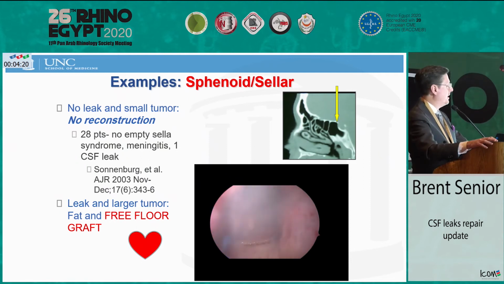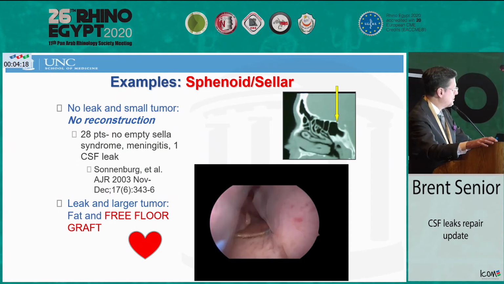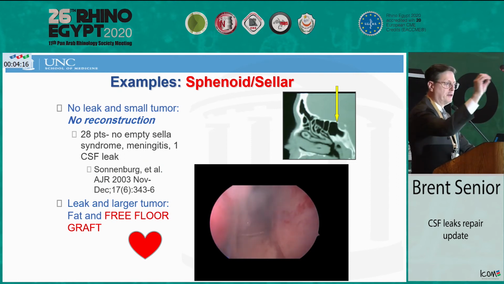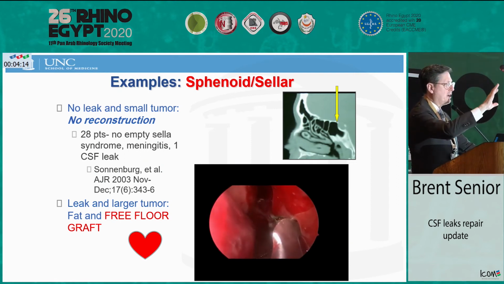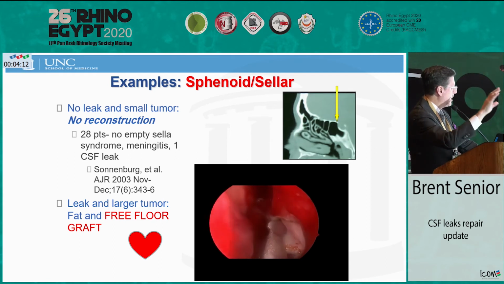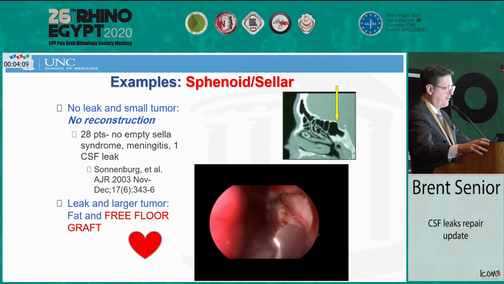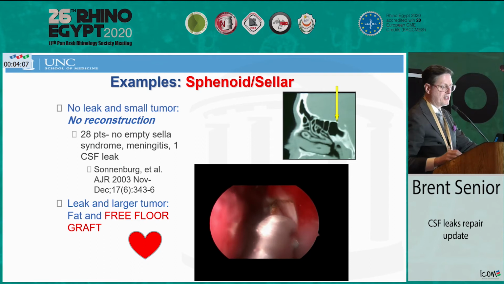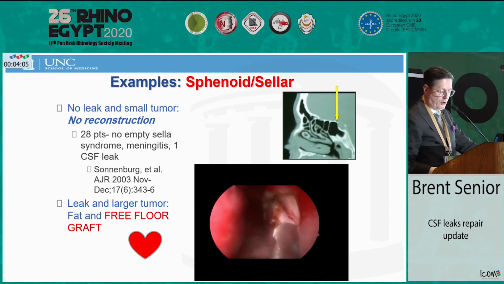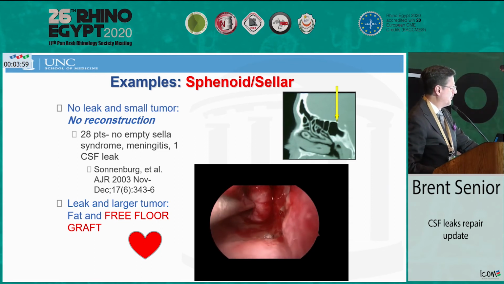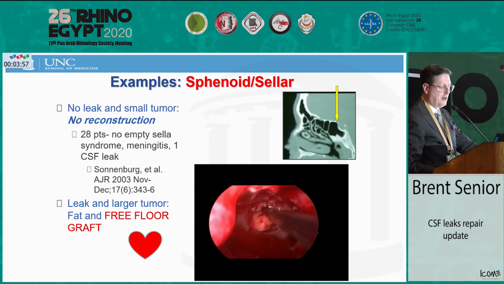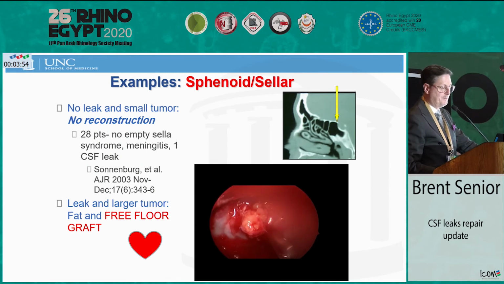So I'll just get a nice healthy piece of mucosa off of the floor. We put a little fat into the sella to occupy that dead space, and then cover the area with our mucosa that we've harvested off of the septum and off of the floor. It goes on very nicely, and it heals very, very quickly. It's a very effective treatment for small, low-flow type leaks that we see in the sella.